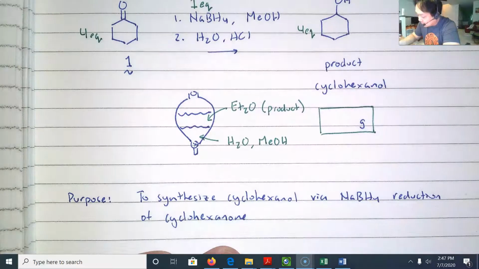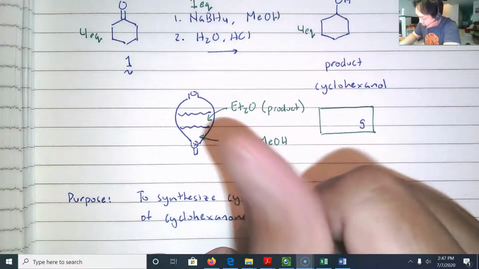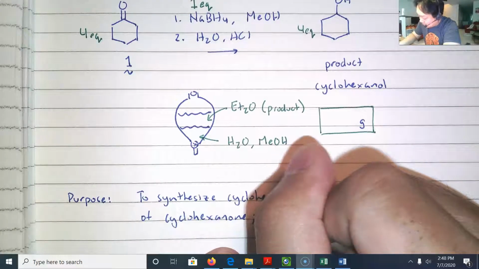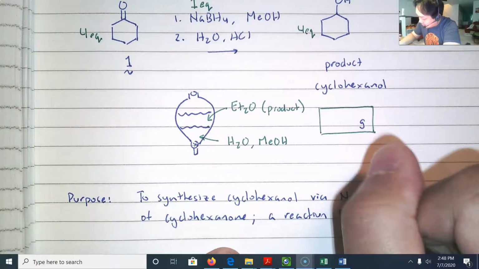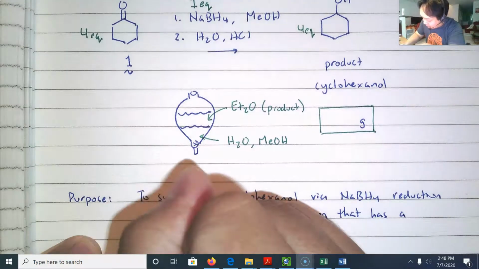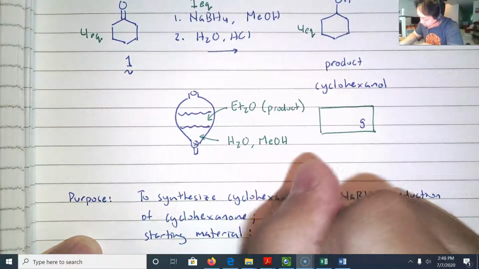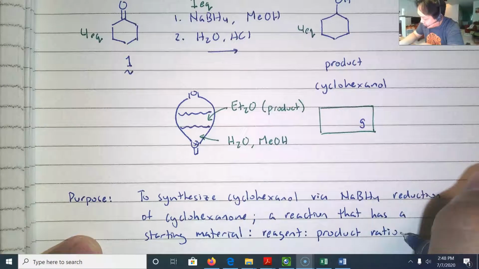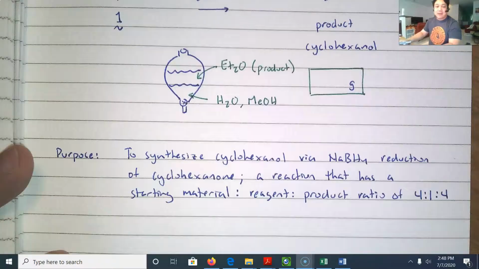Okay, how about this? Maybe colon or semicolon, a reaction that has a starting material, reagent, product ratio of 4:1:4. I like that.